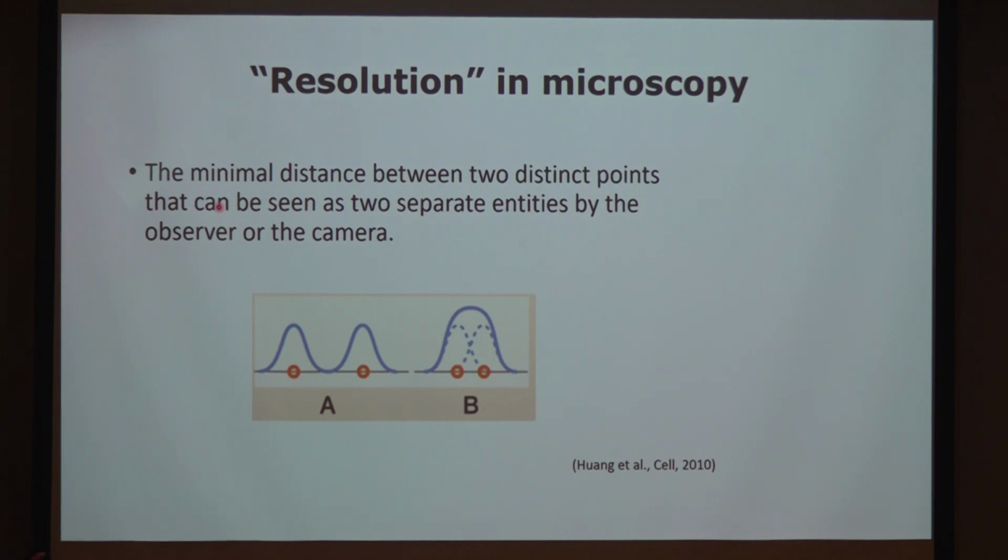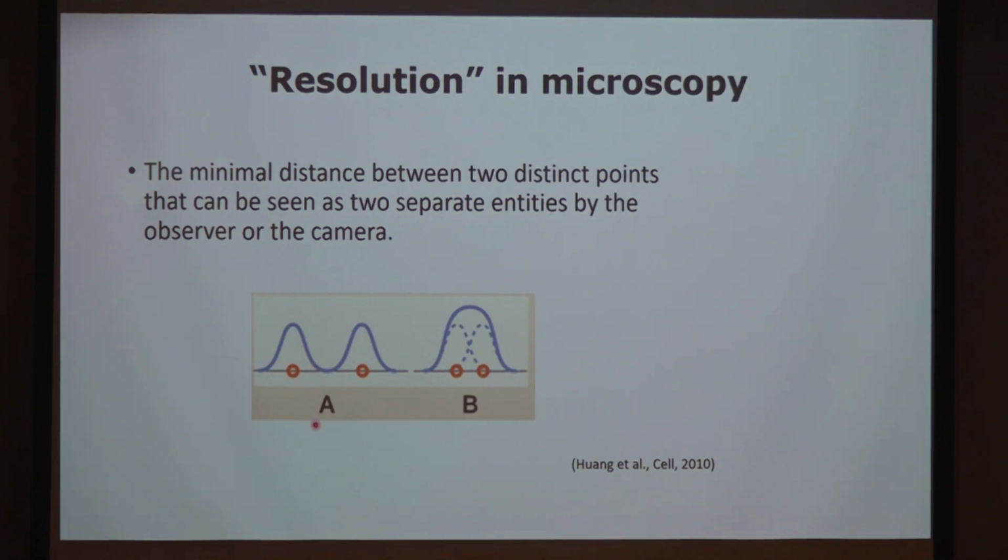So resolution is a word that has a lot of different potential meanings, right? It could be an action to solve a problem. It could be an agreement that's achieved by multiple parties of diplomats, right? It could be, we're approaching the end of the year, so you can be asking your classmates, what's your New Year's resolution? That means what do you want to achieve in the next year, right? But in microscopy, resolution has a specific definition, which is the minimal distance between two distinct points that can be seen as two separate entities by the observer or the camera.